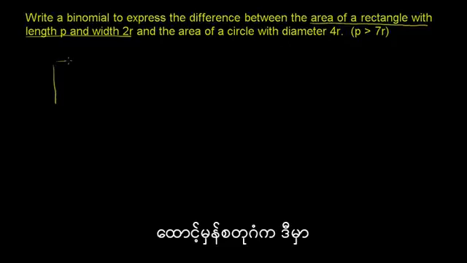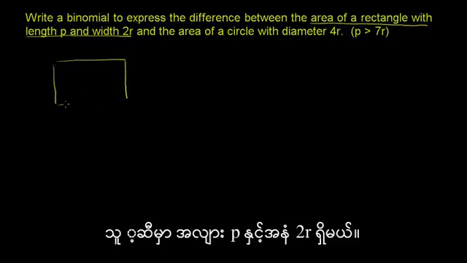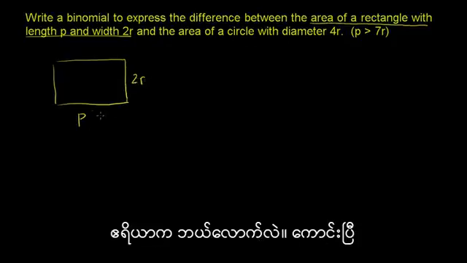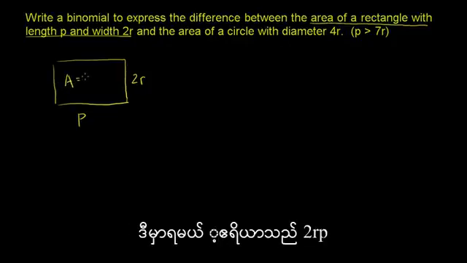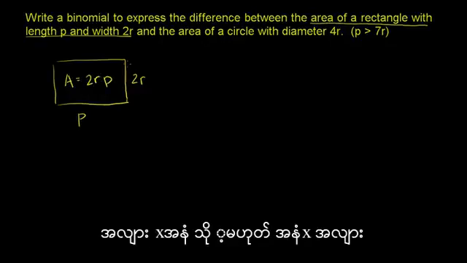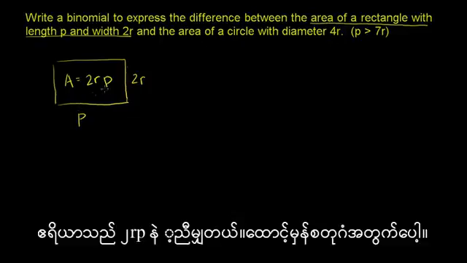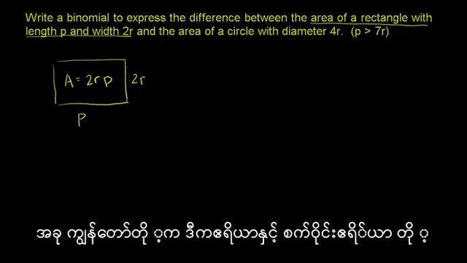So this is our rectangle right here. It has a length of p and it has a width of 2r. So what's its area? Well, it's just going to be the length times the width. So the area here is going to be 2rp. This is the length times the width, or the width times the length. So area is equal to 2rp for the rectangle.